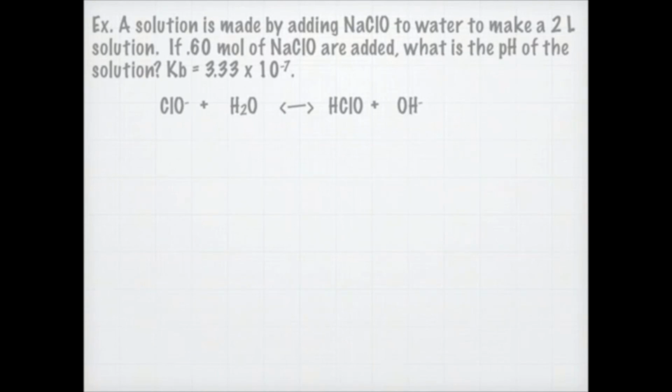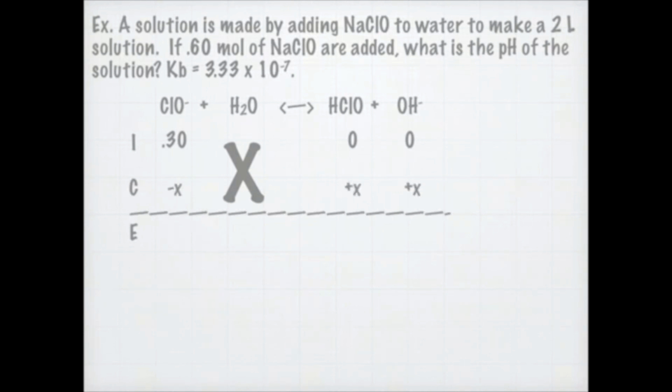I'm going to ICE it, and then I know my initial concentration of the hypochlorite ion. It's going to be 0.60 moles divided by 2 liters to get the concentration, so that would be 0.30. Remember, I ignore water. My HClO concentration is 0, and my hydroxide concentration is 0. So I'm going to subtract X from the reactants, add X and add X to the products, which gives me 0.30 minus X for my reactants, and then X and X for my products.